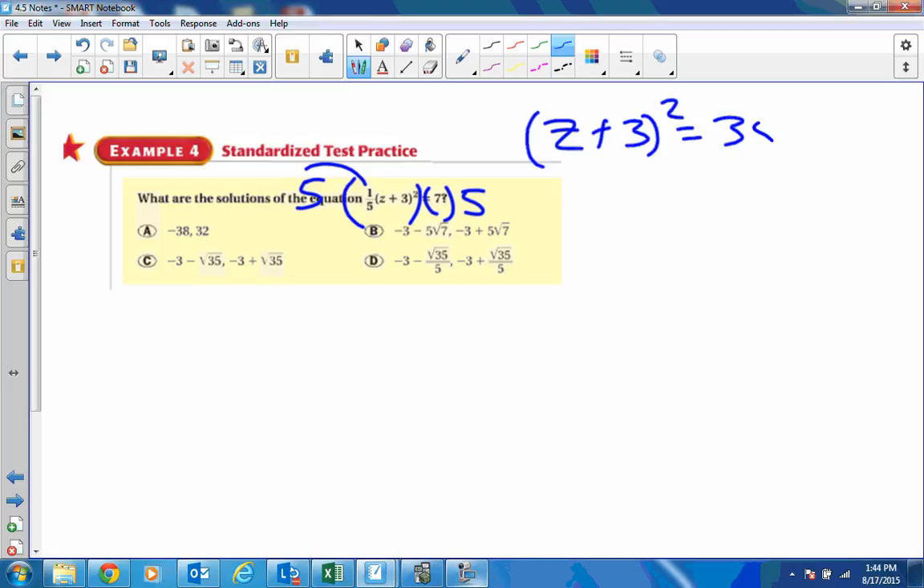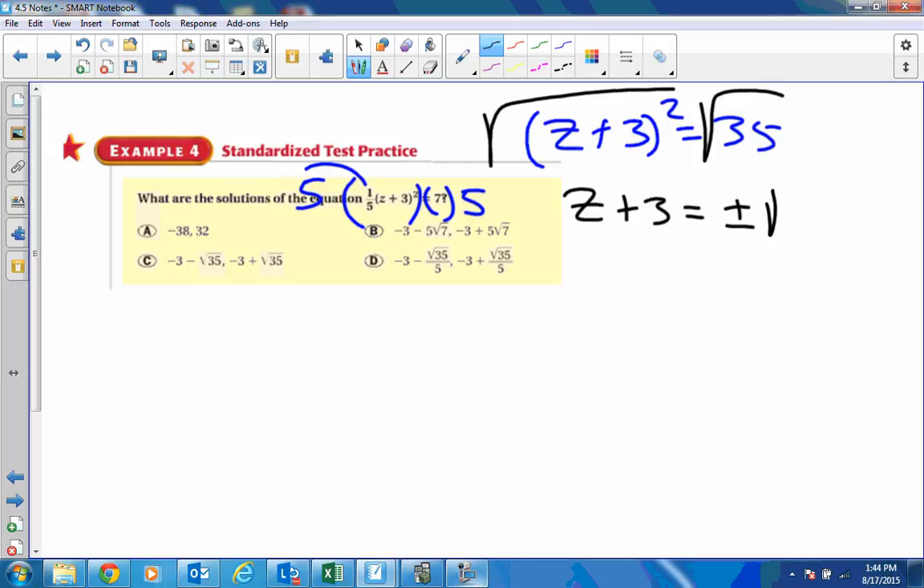Squared equals 35. Well, at this point, since you have a quantity, to get rid of the square, you have to square root it. So we're going to do the square root of both sides and get z plus 3 equals plus or minus the square root of 35. Now 35 doesn't have any perfect square factors. The only factors 35 has are 7 and 5. So we can just leave it like that, and we subtract 3 on both sides.